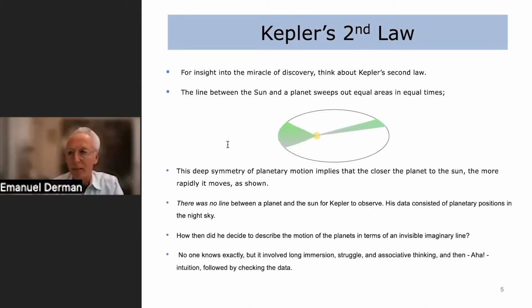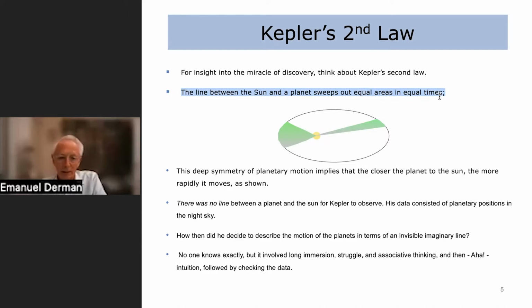I want to talk a little bit about Kepler's second law, and it really gives some insight into the miracle of how people come up with discoveries. What Kepler states, which I've illustrated here, is that the line between the sun and a planet sweeps out equal areas in equal times. I drew the yellow sun at its focus here, and the orbit of, say, the Earth around it. The ellipse is somewhat distorted. It's not really that far from a circle, but I've distorted it to make it very, very elliptical.